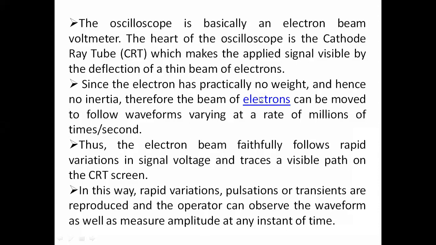Since the electron has practically no weight, and hence no inertia, the beam of electrons can be moved to follow waveforms varying at a rate of millions of times per second. So the electron beam faithfully follows rapid variations in signal voltage and traces a visible path on the CRT screen. Practically, the electrons have no weight.